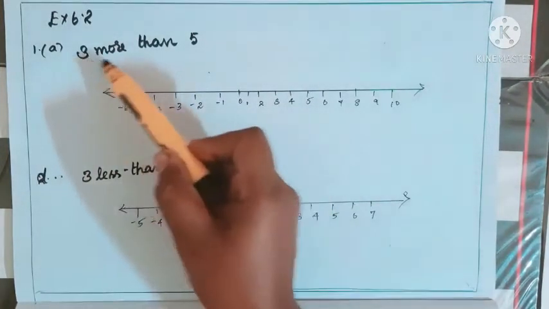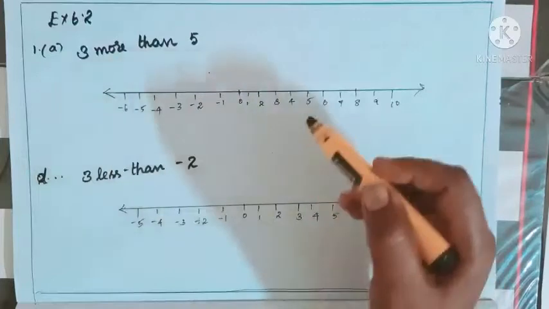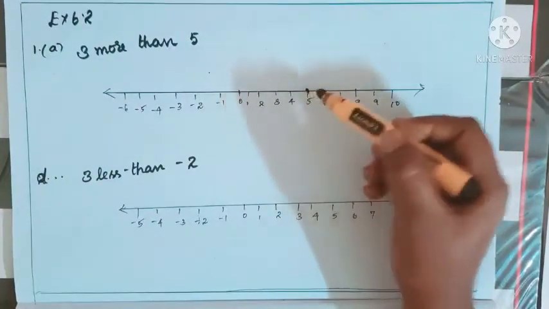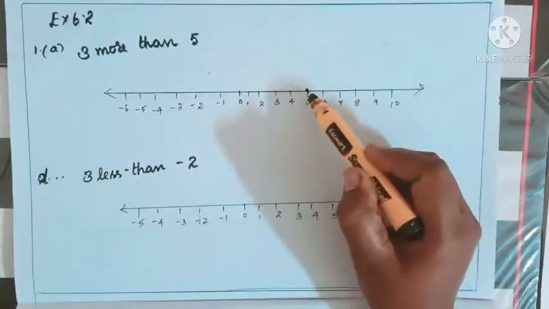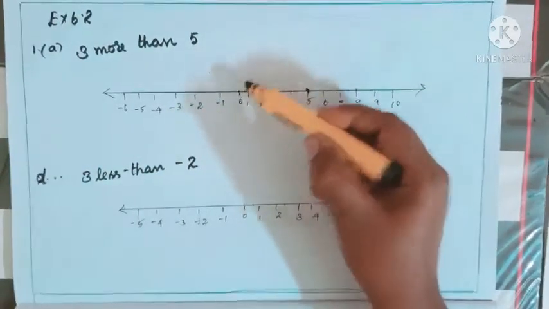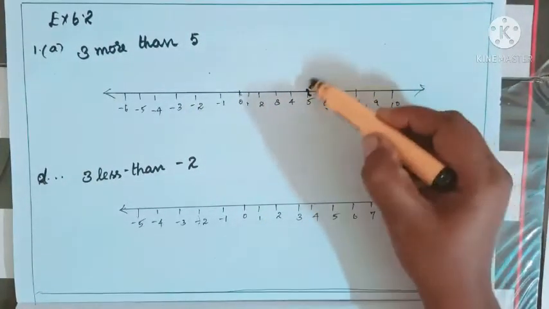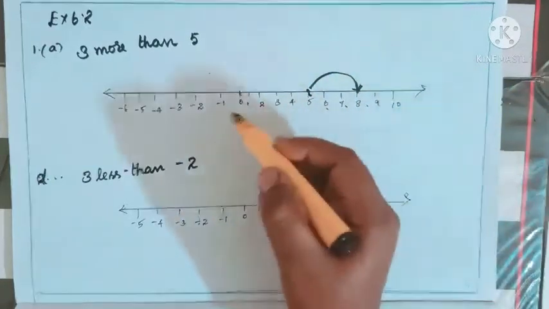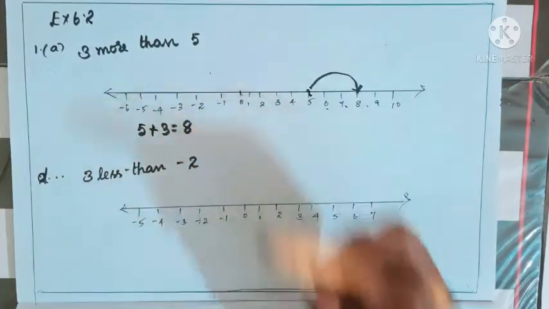Here it is given 3 more than 5. You are standing in 5, and you are adding 3 more to it. So I have 5 coins in my hand and I want to add 3 coins to it. So from 0 to 5 I have moved to 5 and I'm adding 3 to it. 1, 2, 3. So the answer is what? The answer is 8. So 5 plus 3 is equal to 8. Is it clear?